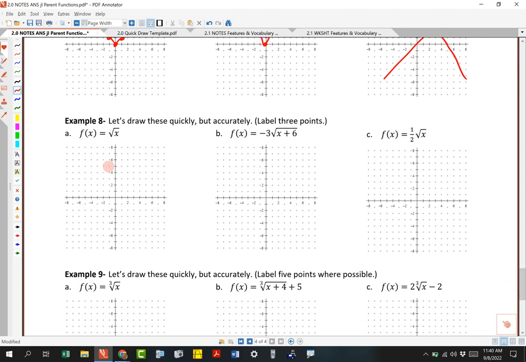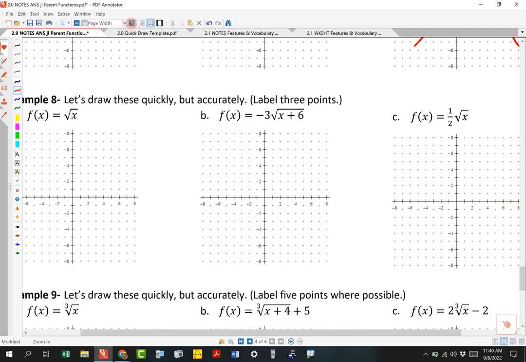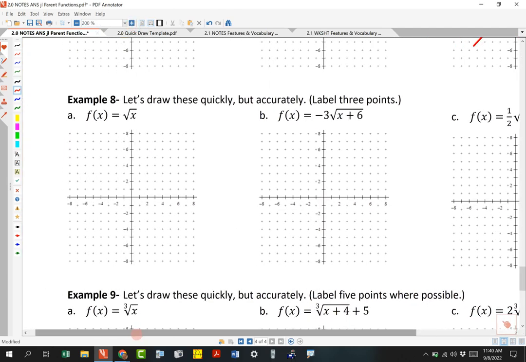Parent graph of a square root. Let's see. That one was the top half of a sideways parabola. 0, 0. That's the central point. Over 1, up the square root of 1.